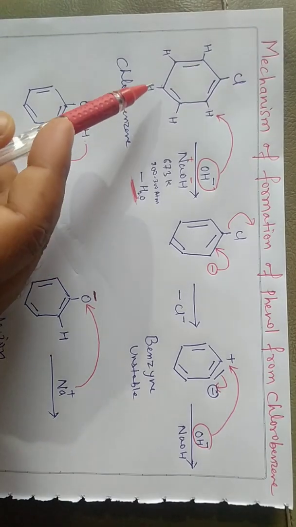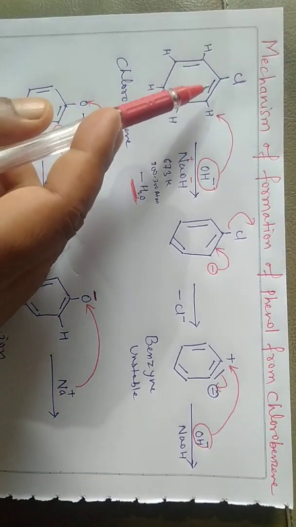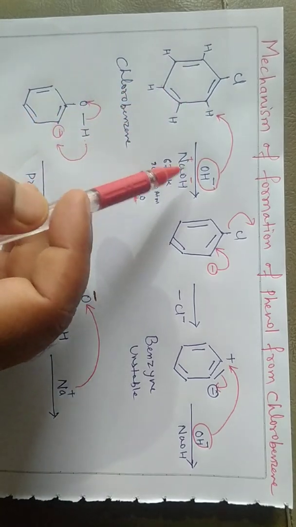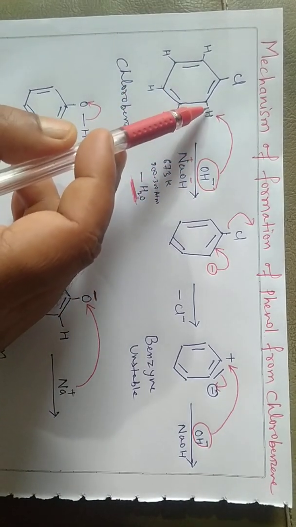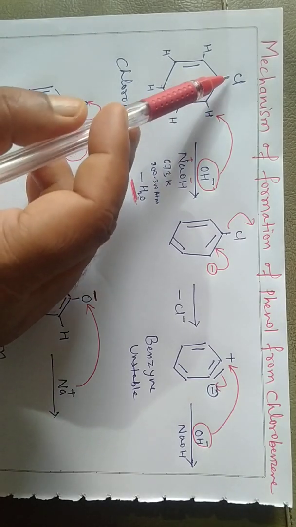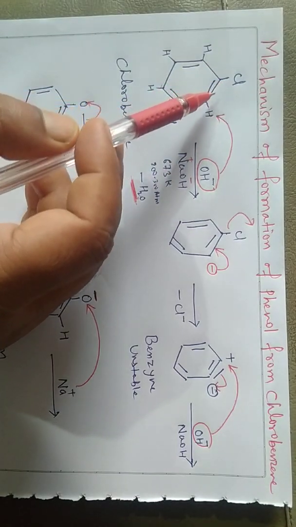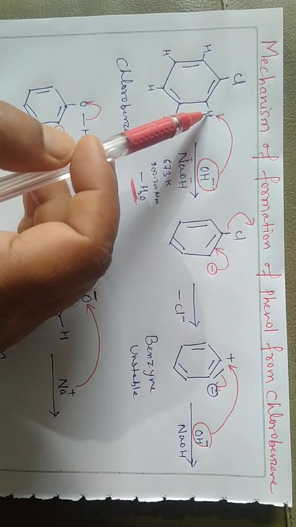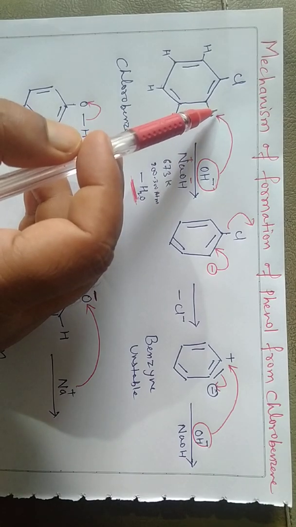So here you will see that this one is chlorobenzene. I have located the hydrogen atom at every corner of chlorobenzene. Now this hydrogen is acidic because you know that chlorine is an electronegative element. It will pull its electron. As a result, this hydrogen can leave its position easily as H plus ion.